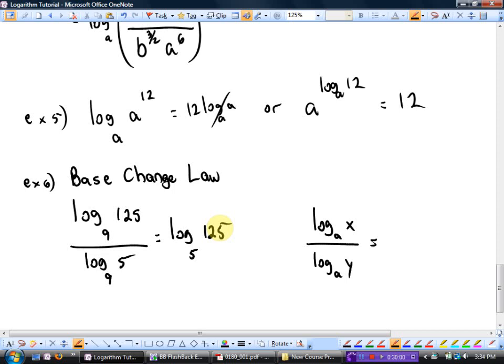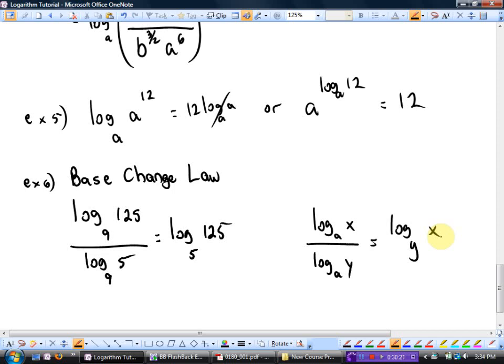Why can I rewrite it? My original bases were identical. I can write it as any base that I wanted to. Log base y of x.